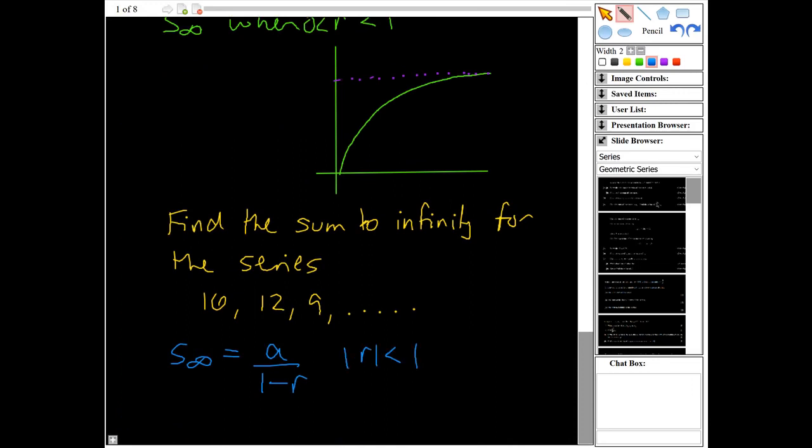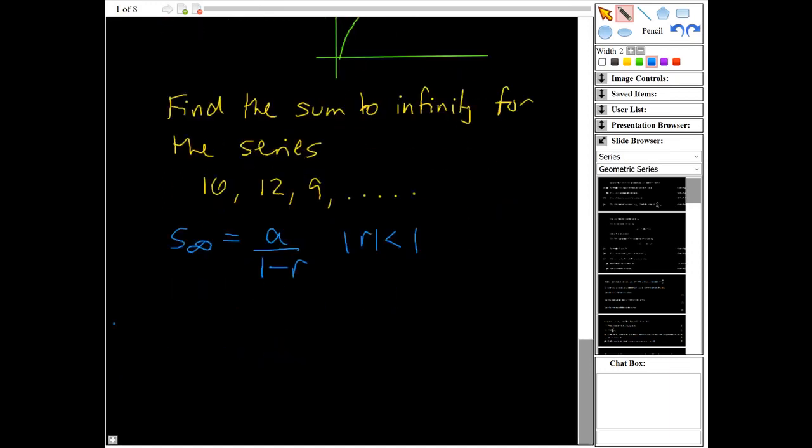So r can be negative, which just means that the values would oscillate up and down, positive, negative, positive, negative, but they would still tend to 0. So you'd still end up adding on smaller and smaller amounts. So it would still make your limit, just like in my diagram. Okay, so in this case, a is equal to 16, because that's the first term, and r is equal to 12 over 16, which would also be equal to 9 over 12, which is equal to 3 over 4, or 0.75.